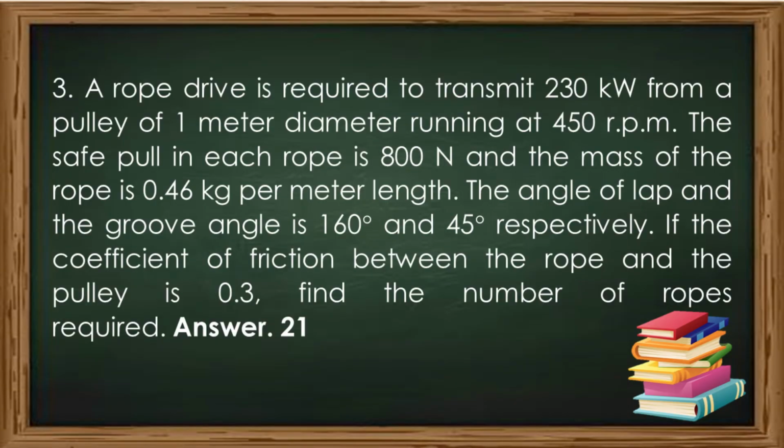For problem number 3, a rope drive is required to transmit 230 kilowatts from a pulley of 1 meter diameter running at 450 RPM. The safe pull in each rope is 800 Newton and the mass of the rope is 0.46 kg per meter length. The angle of lap and the groove angle are 160 degrees and 45 degrees respectively. If the coefficient of friction between the rope and the pulley is 0.3, find the number of ropes required.